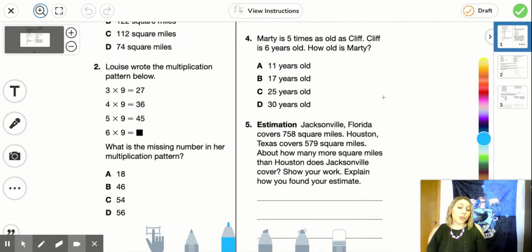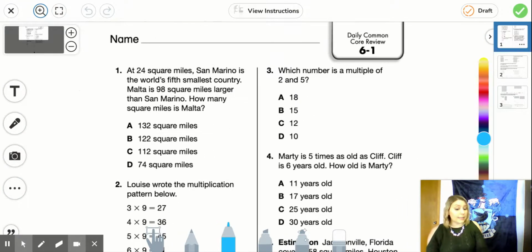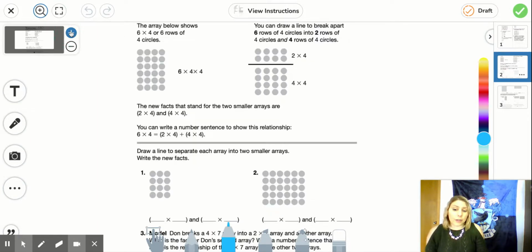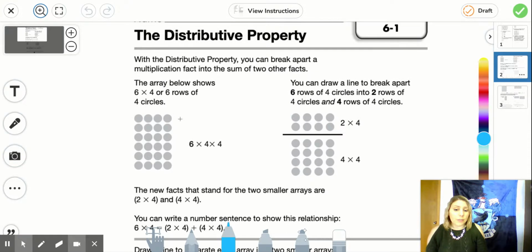So this is a page you are doing on your own. This is review, so it's things that we have all done before. We're going to work on page 2 together. So page 2 is where we talk about our lesson for the day, the distributive property.